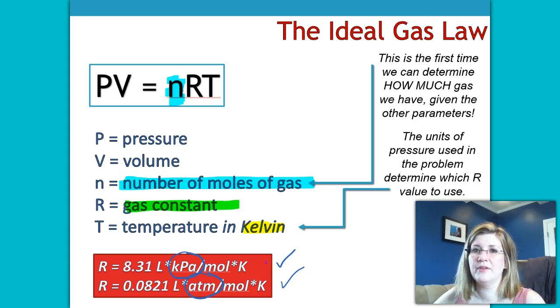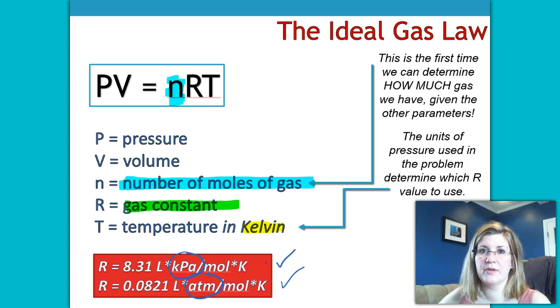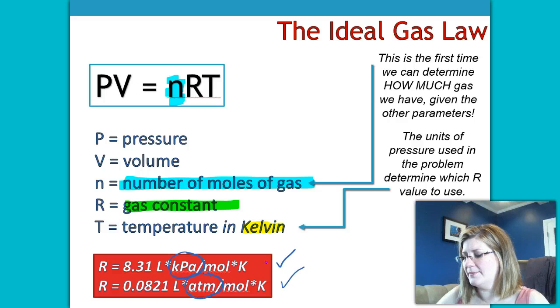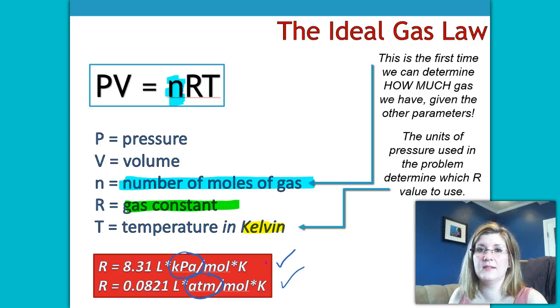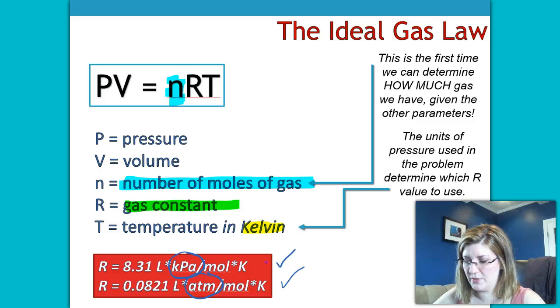We do not have an R value for torr or PSI or millimeters of mercury. So if I were to ever give you those types of units to work with as a pressure, which I won't, you would have to convert back to kilopascals or ATM to do the gas laws, because that's the only value that we provide in R. It's the only one that exists. In the problems that follow, you'll see how we're going to pick from each of those.